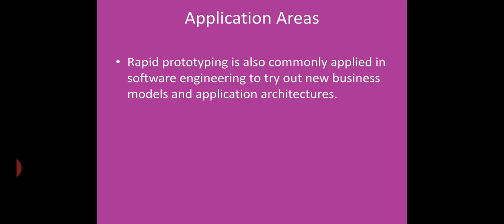Now, where is rapid prototyping used mostly? Rapid prototyping is also commonly applied in software engineering to try out new business models and application architecture. So mostly we use rapid prototyping in software, that means in designing. This is a major area. If you want to make something, what is the first thing that comes to your mind? That is the design. Design is the major thing.